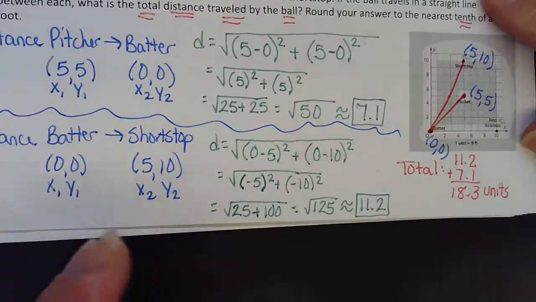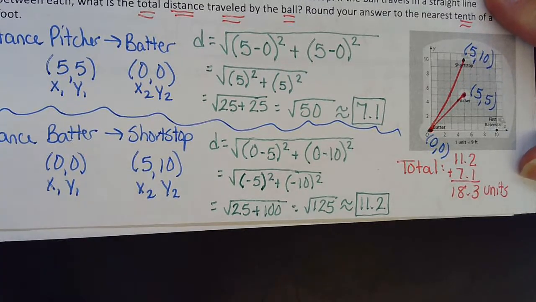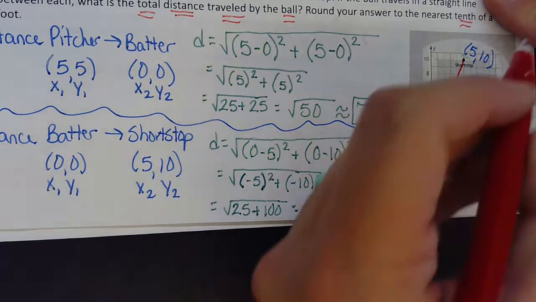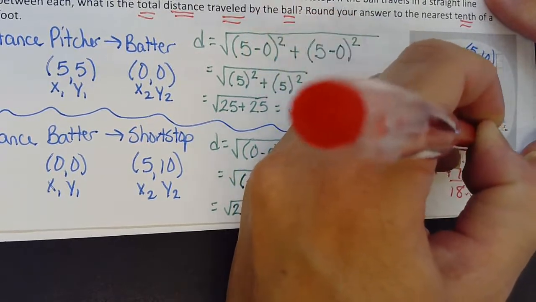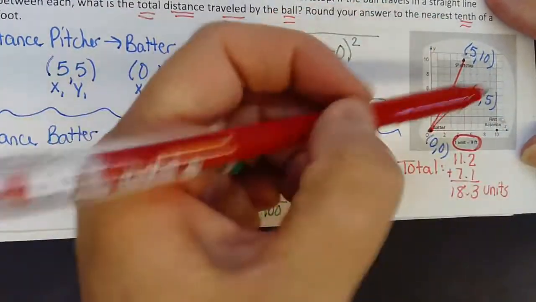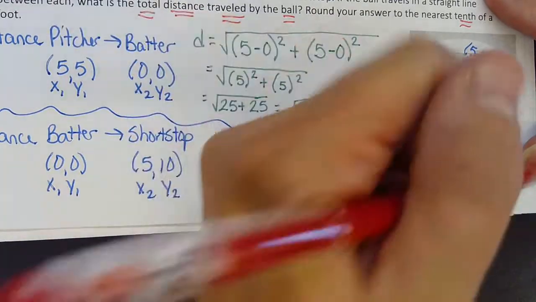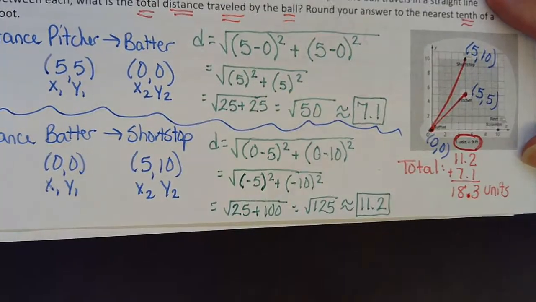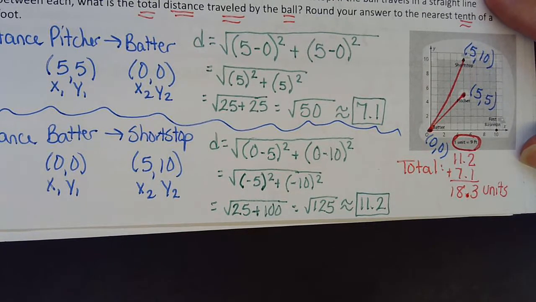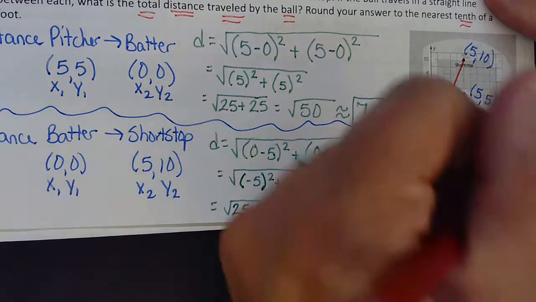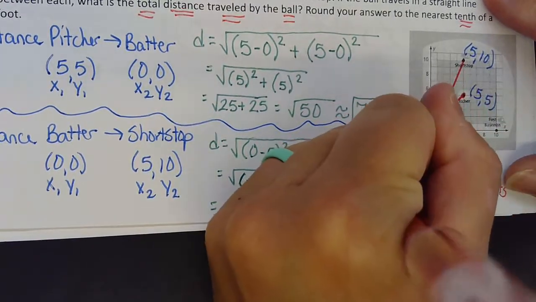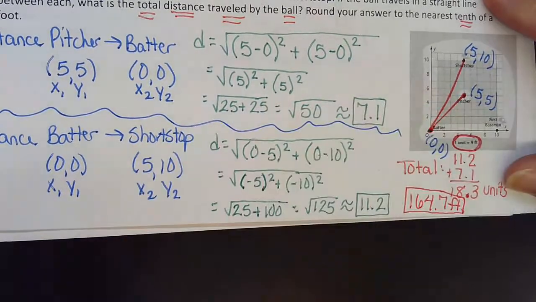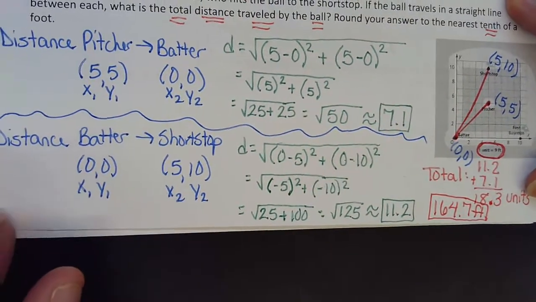But that probably doesn't make sense. They're not going to go on SportsCenter and say that a ball traveled 18.3 units, because that's how you measure on a coordinate plane. If you look down here, in every graph, there's usually a key. And it says that for every unit, it actually is 9 feet. So 18.3 units is the same thing as 164.7 feet. So that ball traveled a total of 164.7 feet.